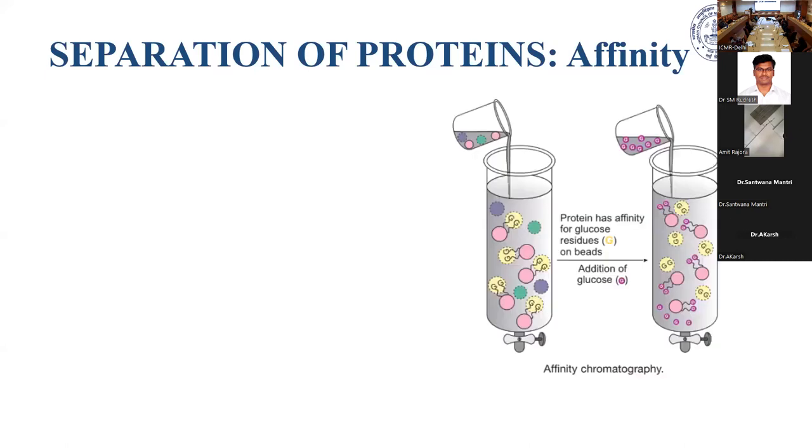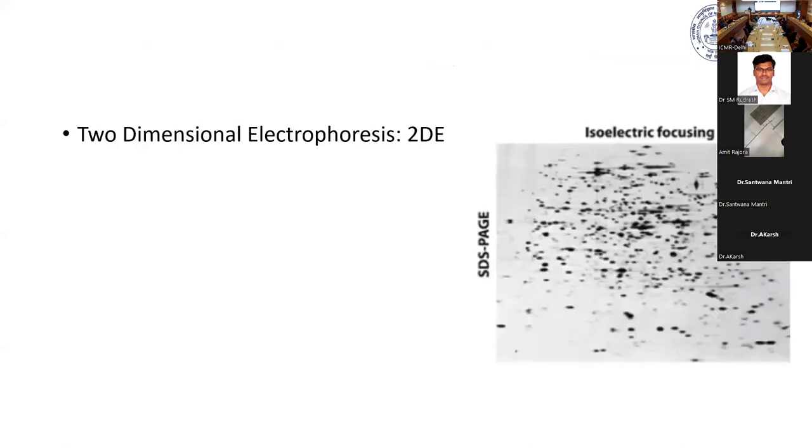Okay, so this is an example of affinity chromatography. You can also merge techniques. For example, you have two-dimensional electrophoresis, which has two techniques. First, you do the isoelectric focusing, then you do the SDS-PAGE to get more clarity. If you have a complex mixture, you can merge techniques to get more clarity about the output.